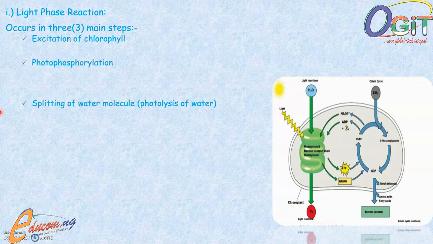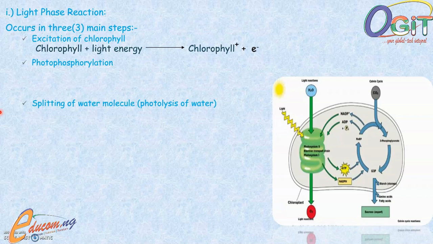For the excitation of chlorophyll, during this state, chlorophyll will trap light energy from sunlight and become excited by gaining more energy. Gaining this energy will cause it to lose an electron, which will be passed from one chlorophyll to another.